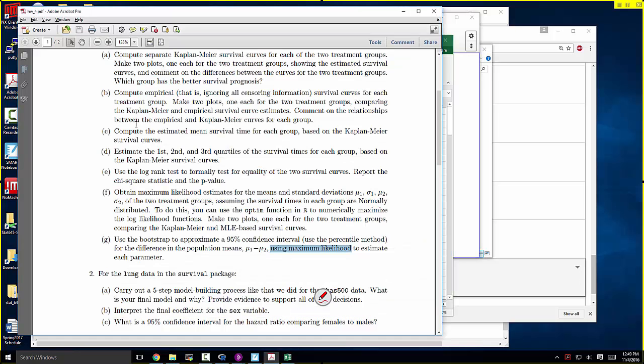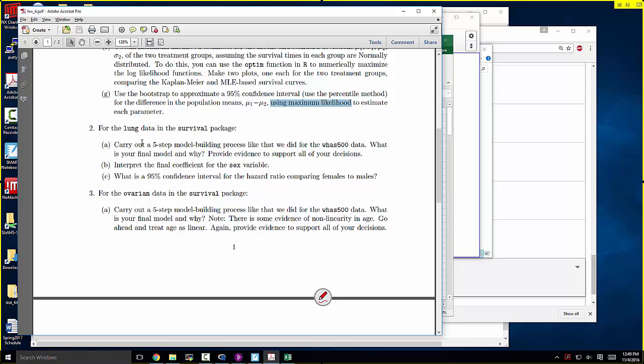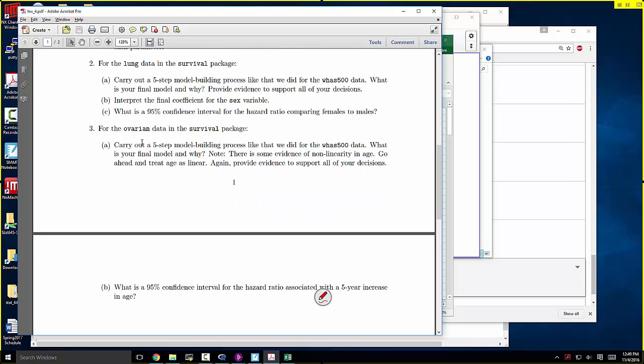The next two problems are similar to themselves. They're different from the previous one, but they are similar tasks to themselves. We're going to see an example script next week called WAS 500. These are survival data, and we're going to do regression with survival data with these two data sets. The previous problem was not regression. That was just fitting survival curves.